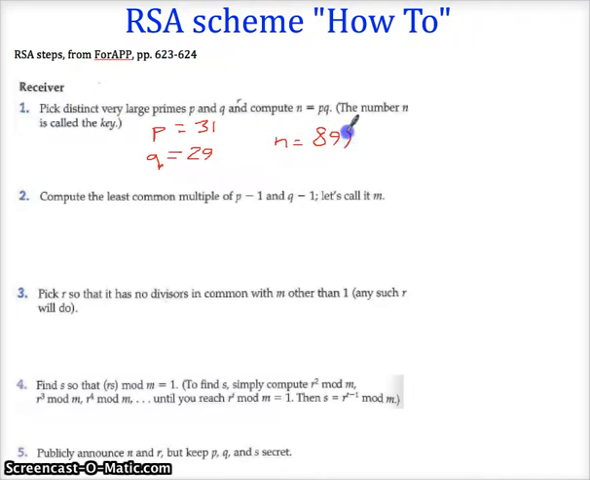Okay. This number is called the key. I like how they have this little hint in here that they didn't do so well in the book. Anyway, compute the least common multiple of p minus 1 and q minus 1. Okay, so we're talking about the least common multiple of 30 and 28. That's called the LCM.